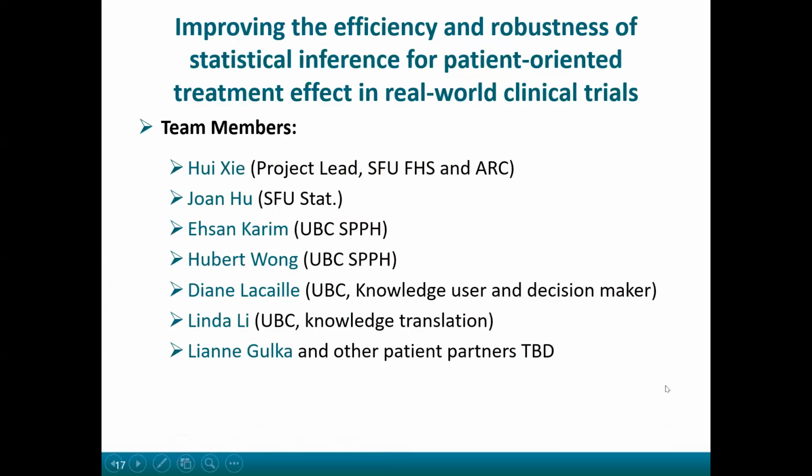So Alison mentioned our title. I will now repeat it. Our team members include Professor Joanne Hu, who is a professor of statistics at Simon Fraser University. And I myself, I'm also a faculty member at Simon Fraser University, Faculty of Health Sciences, and also a research scientist at Arthritis Research Canada. And our team members also include Professor Karim and Professor Wang, who are both professors at the University of British Columbia School of Population and Public Health Sciences.